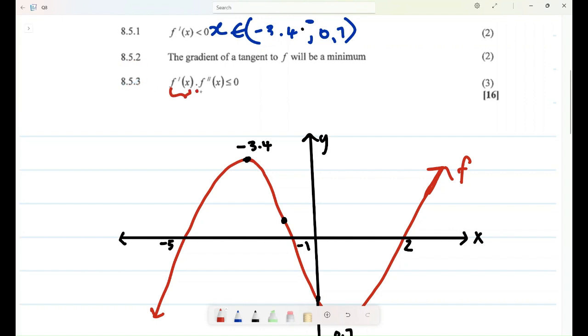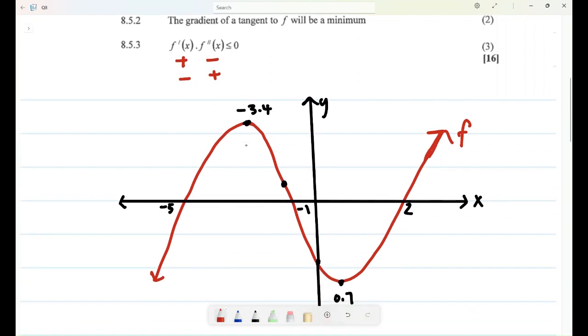f prime x multiplied by f double prime x, which is the first derivative multiplied by the second derivative, should be less than or equal to 0. So it means now we want to multiply this function by this function, and it should give us a value that is less than or equal to 0. Now there are two conditions for this to happen. Remember, for something to be negative, either I multiply a negative by a positive or I multiply a positive by a negative. So it means I want where this one is positive and that one negative, or where this one is negative and that one positive.